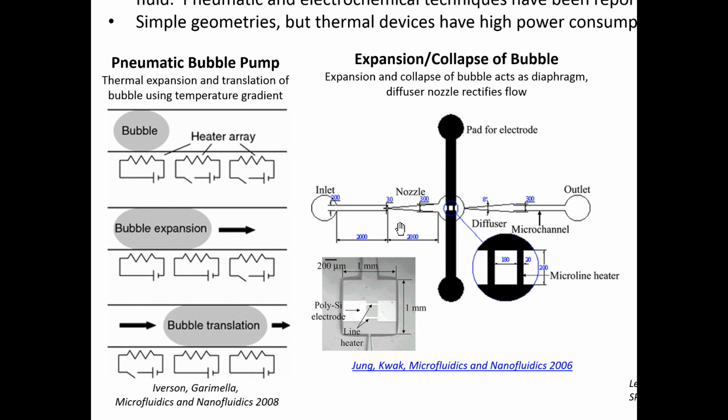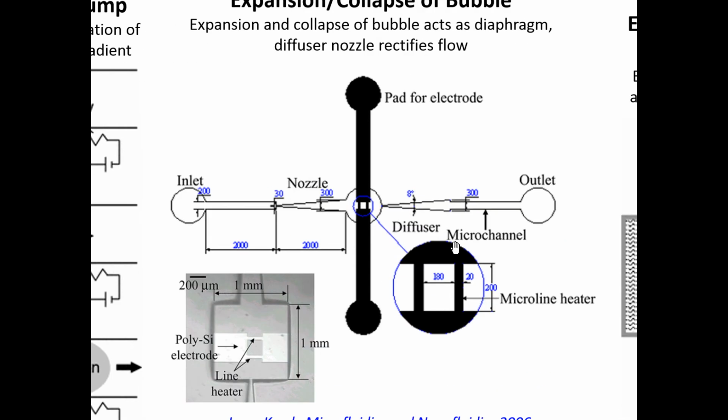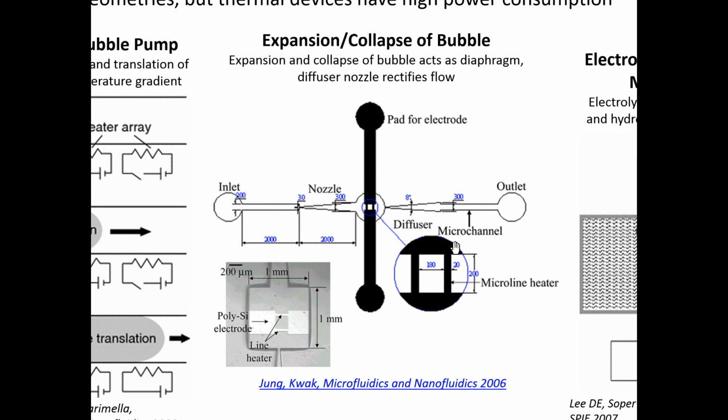Another way you can think about it is expanding and collapsing a bubble. Create a bubble and then let that bubble collapse. If you do that repeatedly, you're expanding and then contracting, expanding and contracting. That's a bidirectional motion. It's pushing out the fluid on the expansion part of it, and when the bubble collapses, it's pulling the fluid in, similar to a diaphragm pump. It's a bidirectional motion, so in order to rectify that into flow, you have to have check valves.